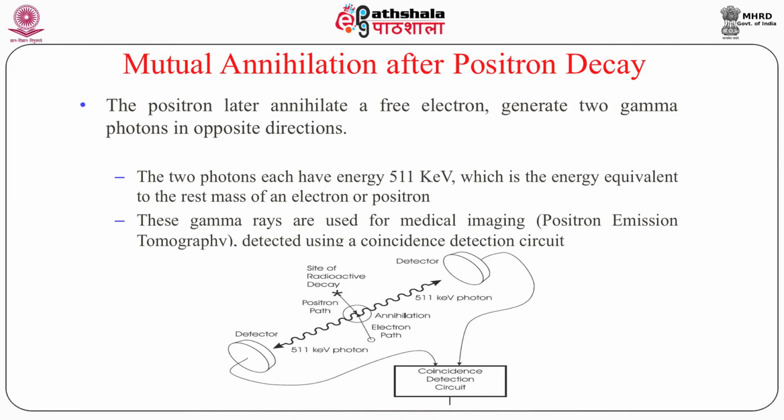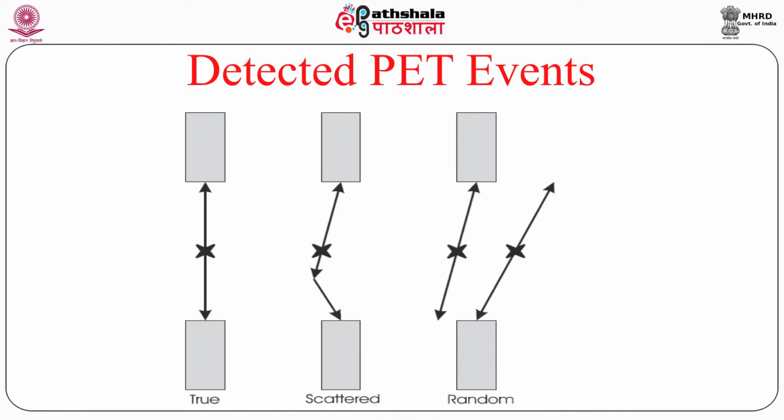Detected using a coincident detection circuit. What is this coincident detection circuit? It is a type of circuitry with which you are able to detect two photons at the same time. If these two photons emitted from the point are not able to reach the detectors within a particular time frame, the event is not detected. There are different types of events which we are going to discuss in the next few slides, like true events, random events, etc. See how the PET events take place.